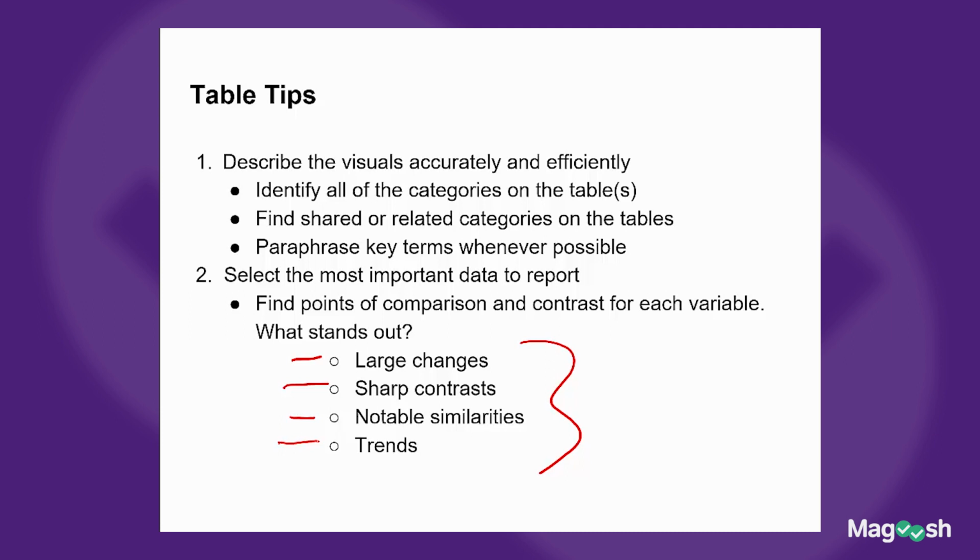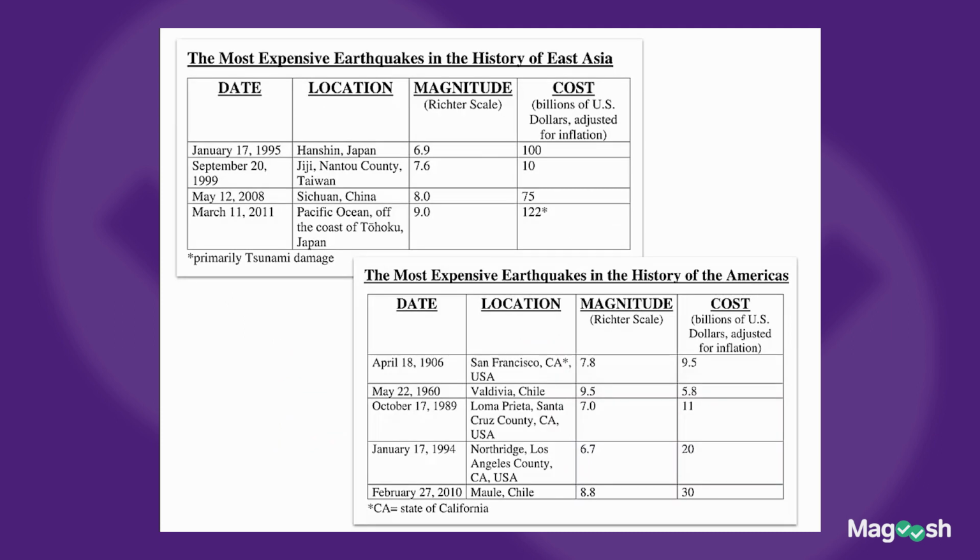If you looked at the charts closely already, you'll see that yes, in fact, the earthquakes in East Asia are far more expensive than the ones that occurred in the Americas. That could be a trend, and it could be a sharp contrast to notice the cost differences between those. Those kinds of things are what you want to look for as you're choosing what to report about in your response. All right, but let's take a look at our tables and think through exactly what information we would want to pull out in order to respond to these tables in a Task 1 prompt.